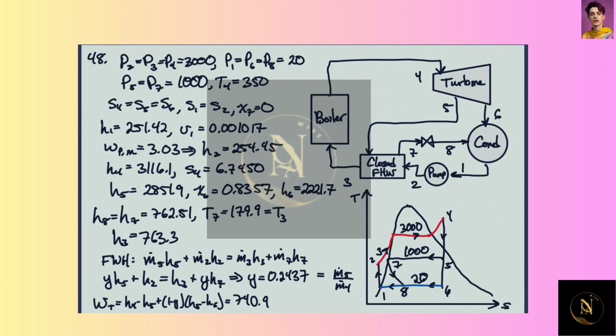In this problem, we have a closed feedwater heater in our turbine. So we have an ideal Rankine cycle here. So we have isentropic turbine and pump.